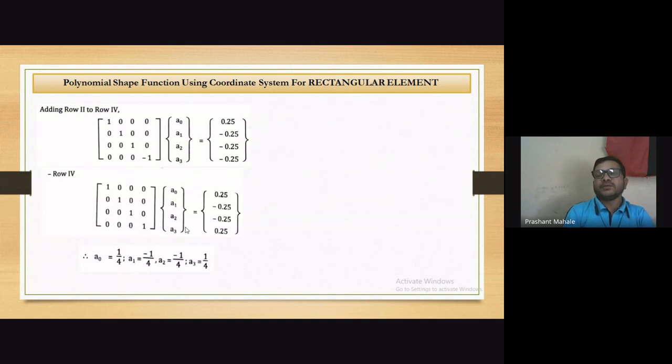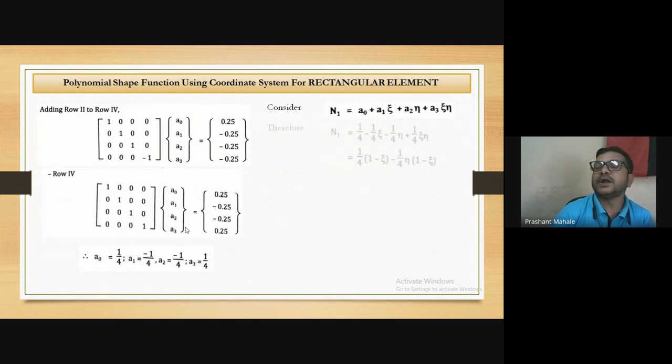So A0 is 1 by 4, that is 0.25. A1 is minus 0.25, that is minus 1 by 4. A2 is minus 0.25, that is minus 1 by 4, and A3 is 1 by 4, that is 0.25. If I use this A0, A1, A2 and A3 in the general equation of n1 that we were having, it comes out to be like this.